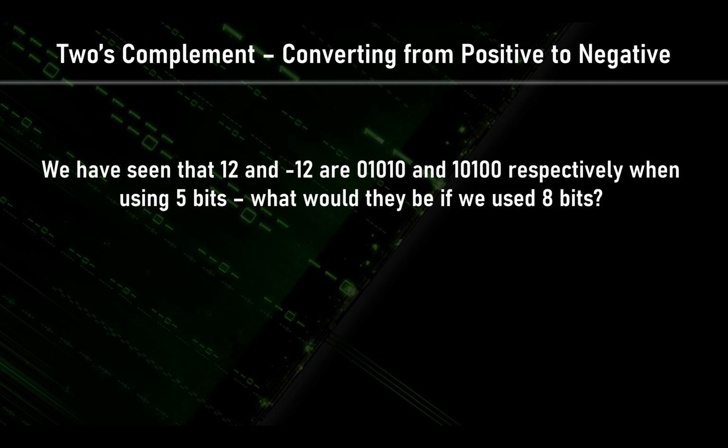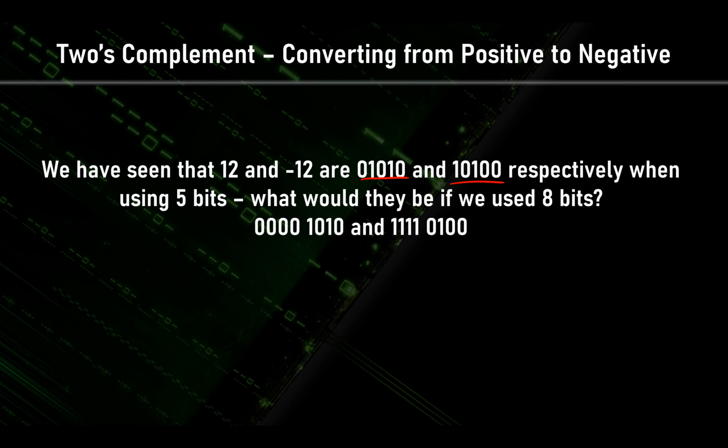Right, okay, so let's think then. If we're using 5 bits, then 12 is going to be this one. So this is what, 8 plus 4, of course. This is going to be negative 16 plus 4, right, to make negative 12. However, what would these numbers be if we used 8 bits?